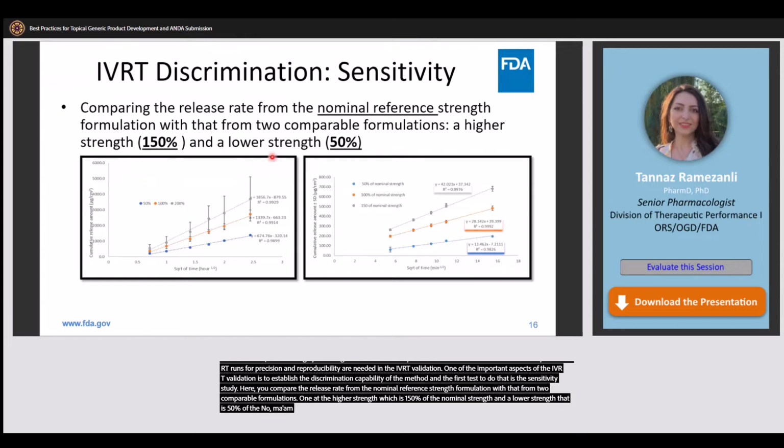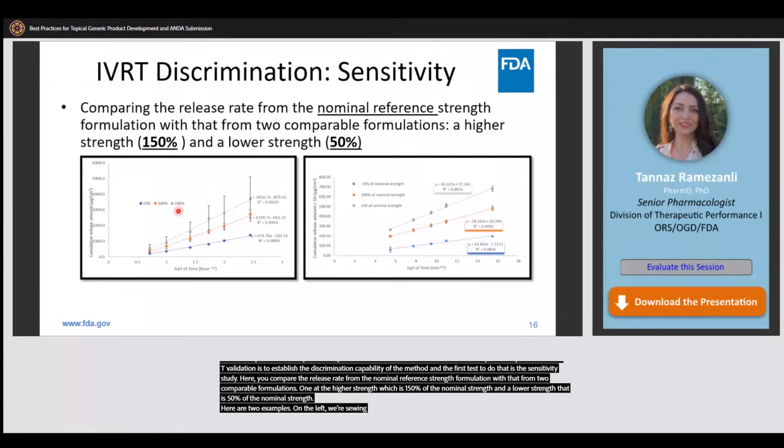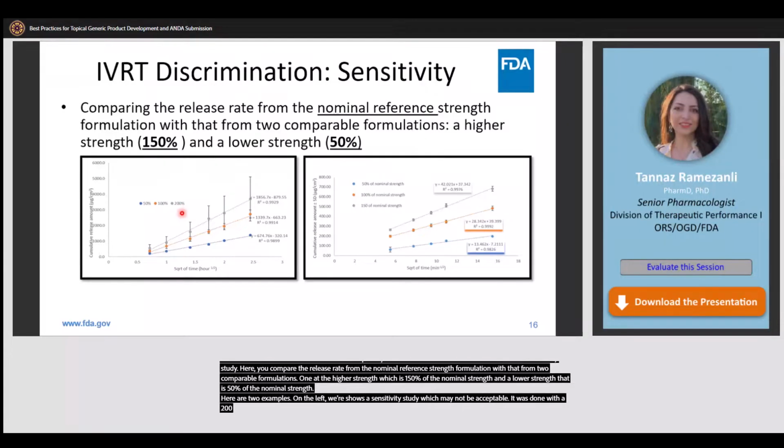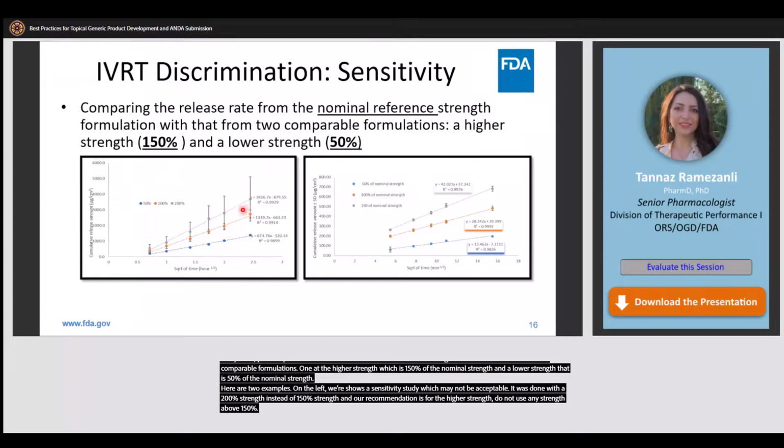And here are 2 examples of the IVRT sensitivity. On the left, we are showing a sensitivity study which may not be acceptable. And one reason is it was done with a 200% strength instead of 150% strength. And our recommendation is for the higher strength, do not use any strength above 150%. And another issue with this IVRT sensitivity is that there is high variability in the data, and you can see that the standard deviations are overlapping.